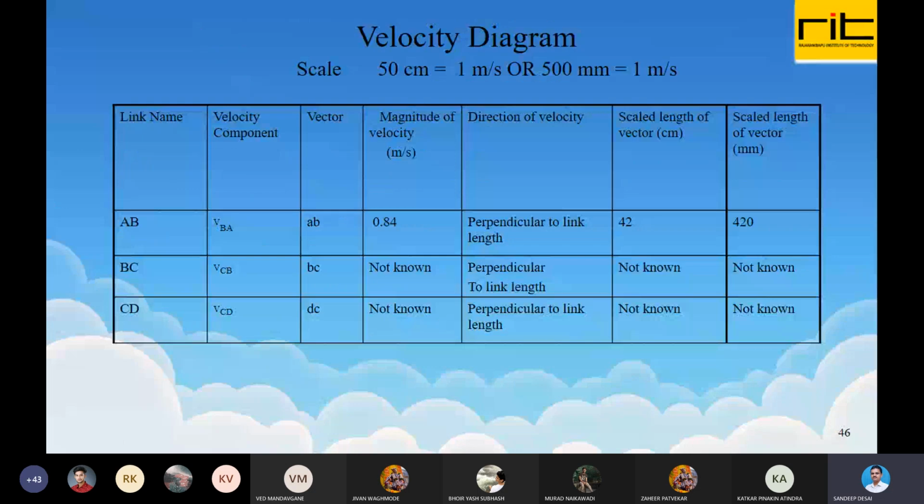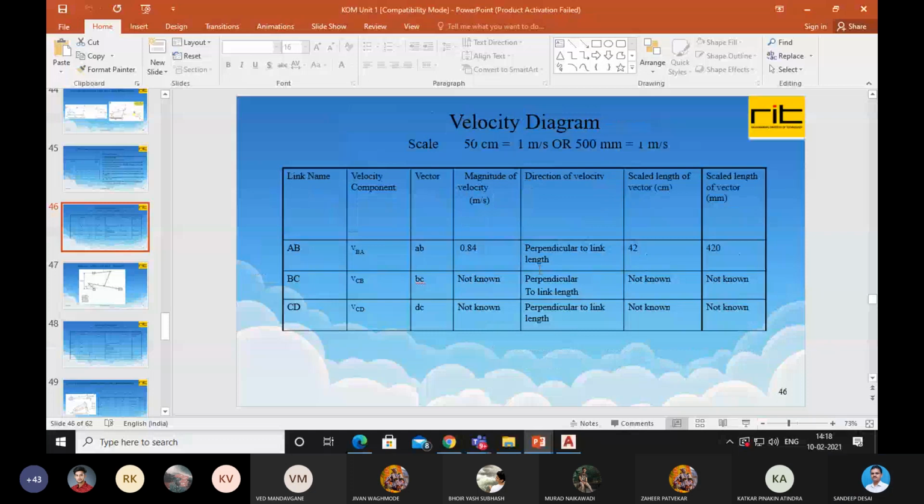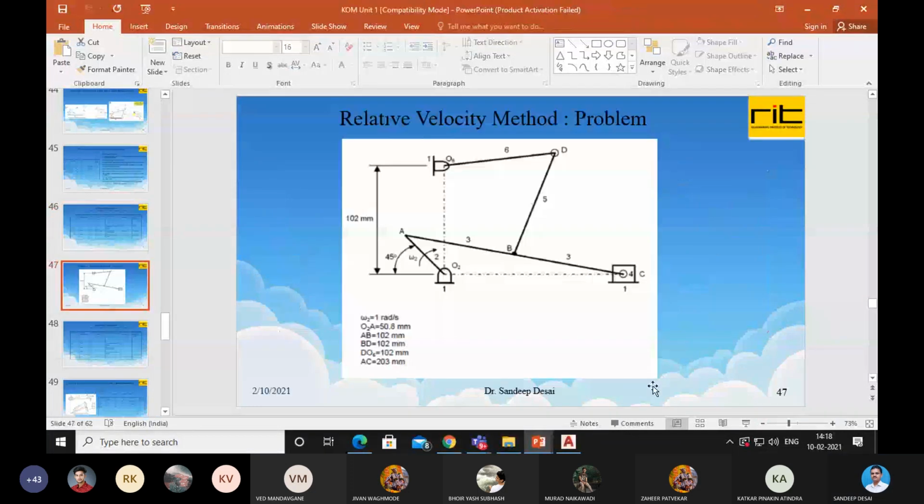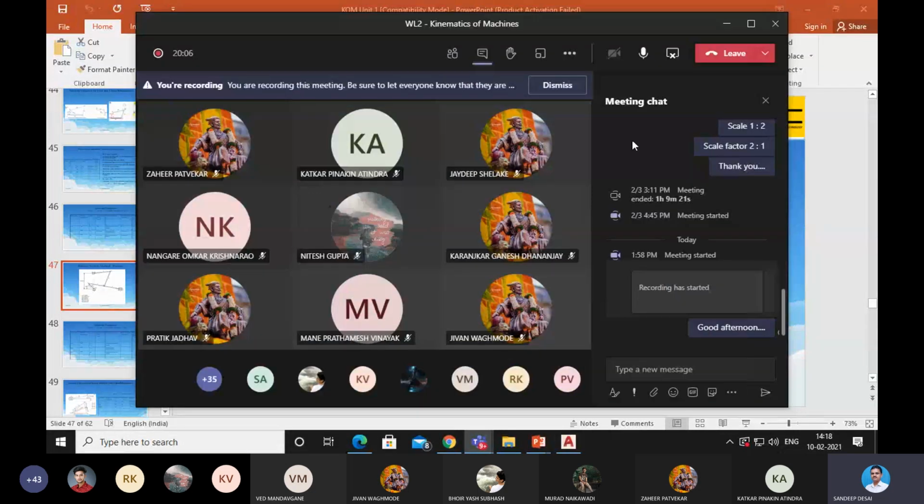That is how you will be able to get velocities of unknown links. And this is something we got yesterday. Right. Now let us move ahead and try to solve one more example.